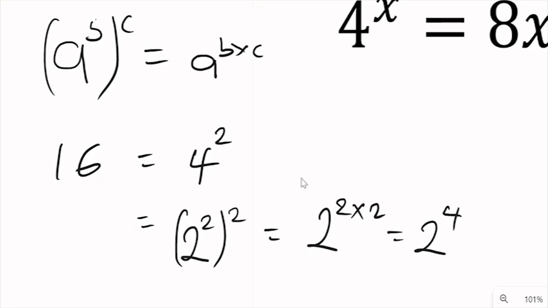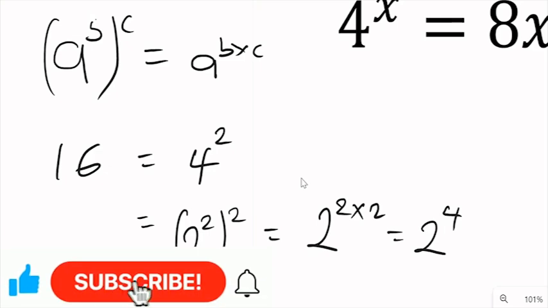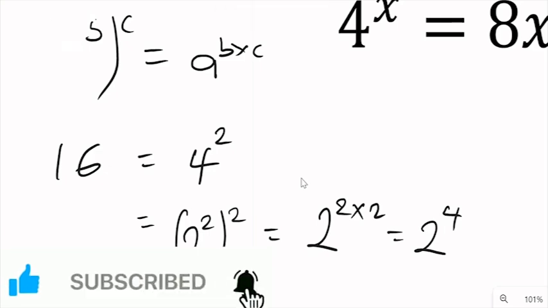So I've just been able to show you, from left to right or from right to left, that when you have an indicial equation such that you have more than one power, all you have to do is multiply all the powers. Once you multiply all the powers, you can then simplify that indicial equation. Now, this is the law that we're going to be using to solve this expression that you are seeing: 4 raised to power x equals 8x. Let me wipe my board quickly.